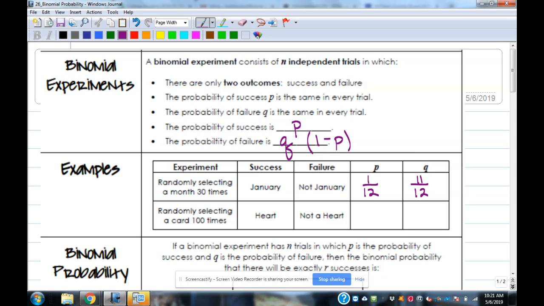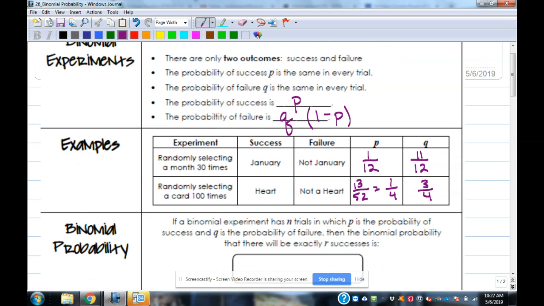Randomly selecting a card 100 times. So that's the n number of trials. The success, let's say we're trying to pick a card that has a heart on it. So success would be, how many hearts are there in a deck? 13 out of 52 total. So that reduces down to 1/4. So the failure would be not picking a heart, which would be, well, if 1/4 is success, failure would be 3/4. Now that's your success and failure should always add up to be 1 for binomial.